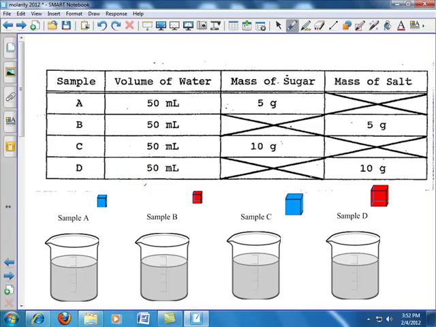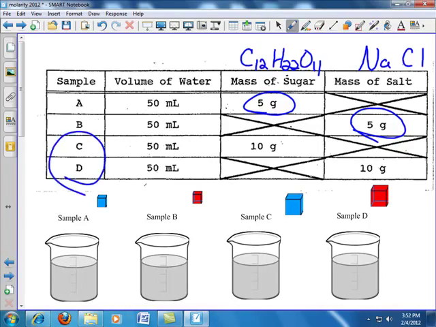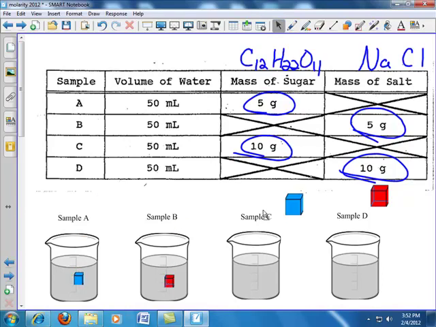Okay, but in beakers A and B, I'm going to put 5 grams of sugar and 5 grams of salt. This sugar is normal table sugar, C12H22O11, and the salt is normal table salt, NaCl. And then in beakers C and D, we're going to put 10 grams and 10 grams. So that's what I have here. Here's my 5 grams of sugar, 5 grams of salt, 10 grams of sugar, 10 grams of salt.